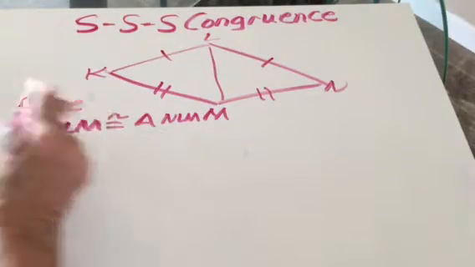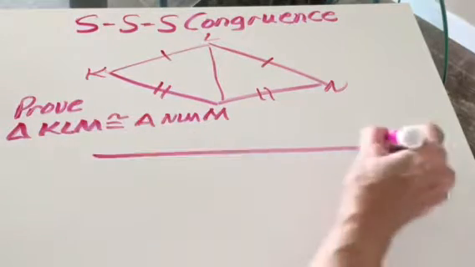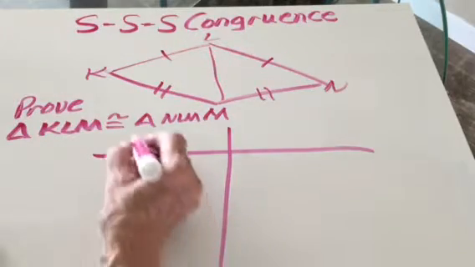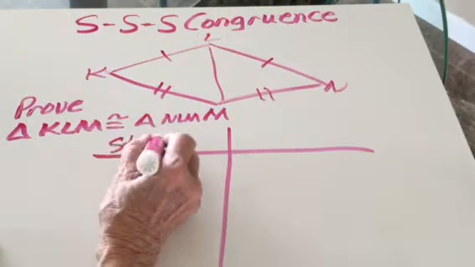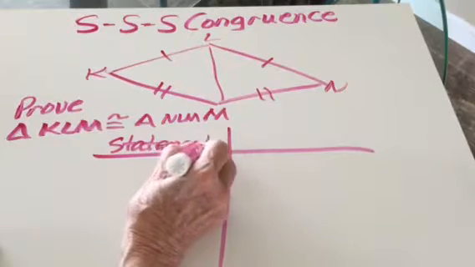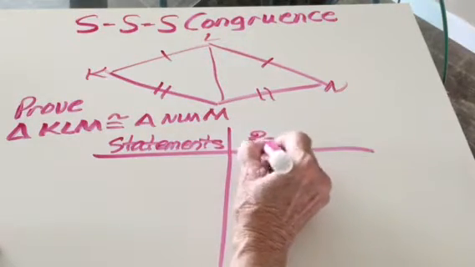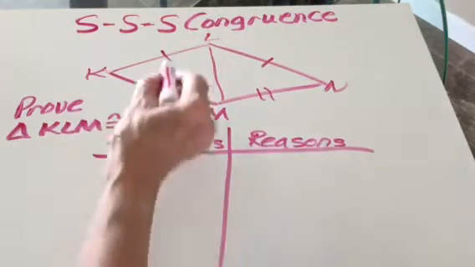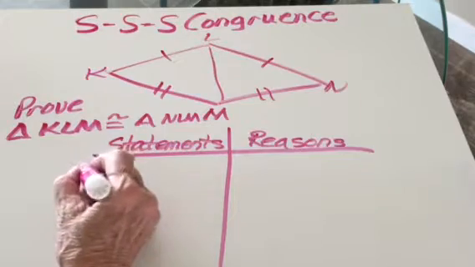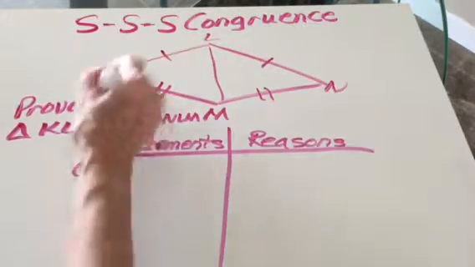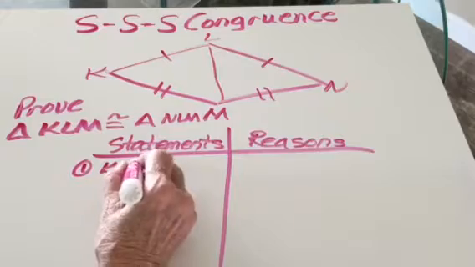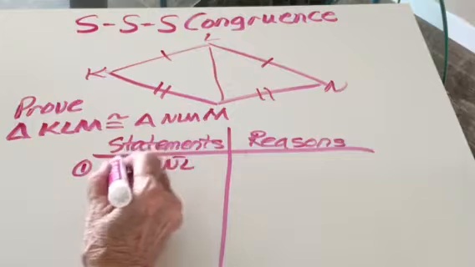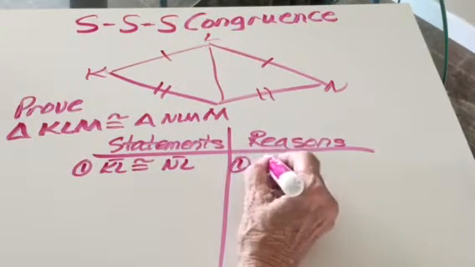All right, so here we go. Let's make our T chart, our statements and our reasons. All right, what am I going to put down first? Well, I'm going to put down all the things that are given. All right, so I'm going to say number 1, KL is congruent to NL. Right? How do I know that? Given.